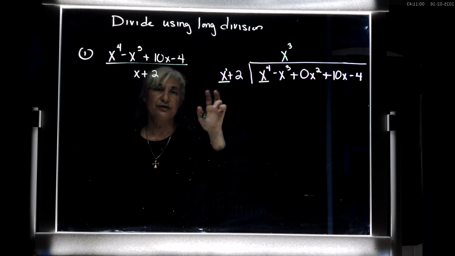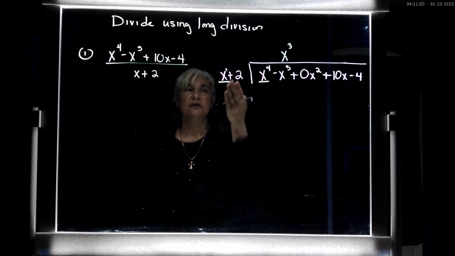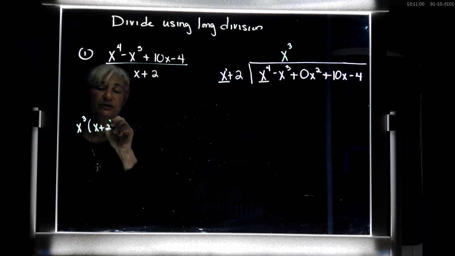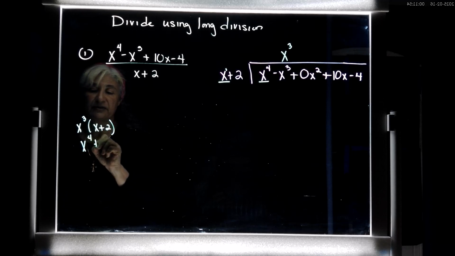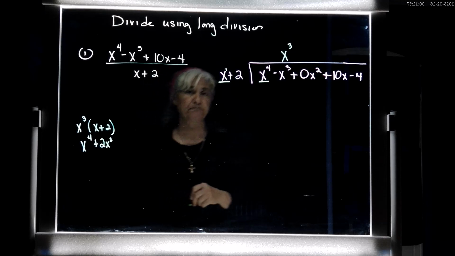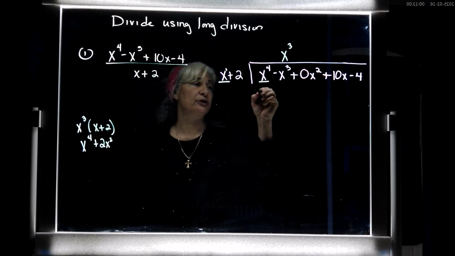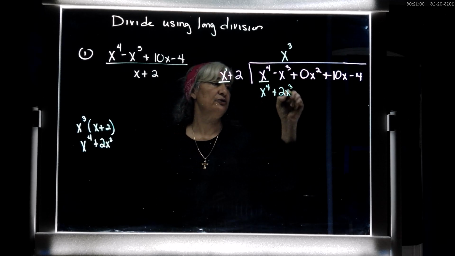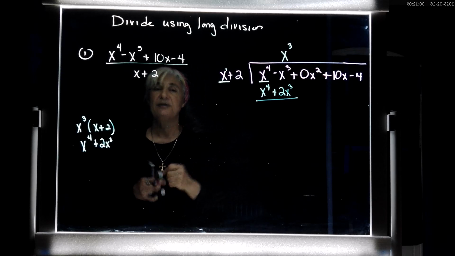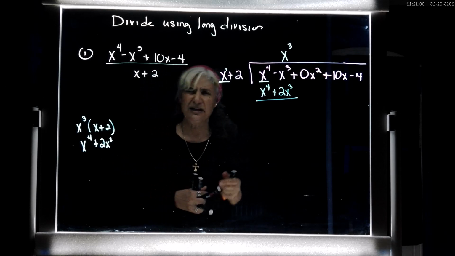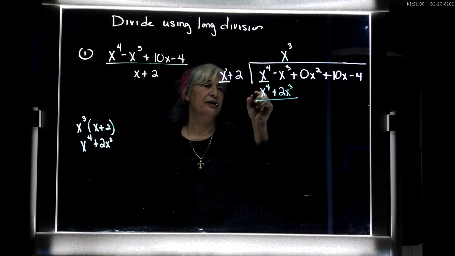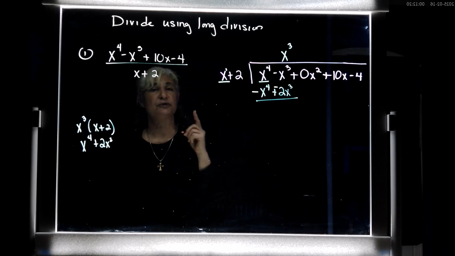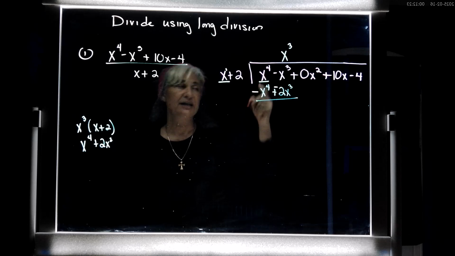Remember, once you put a term up top, a number up top, you multiply by what's on the outside. So I'm going to take x cubed, and I'm going to multiply by what's on the outside, and that gives me x to the 4th plus 2x cubed. Agreed? And then I'm going to take that and put it under the like terms. So x to the 4th under x to the 4th, x cubed under x cubed. Got it. And then what do I do? I subtract. How many times again in this case? Twice. Not only are you subtracting off the x to the 4th, but you're also subtracting off the 2x cubed. Good. Now what happens? Yay, they canceled.